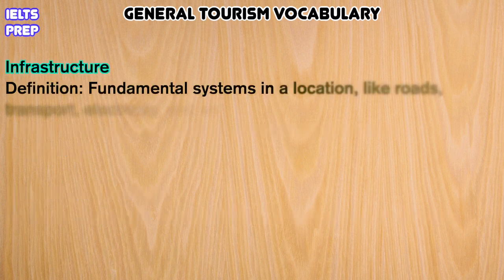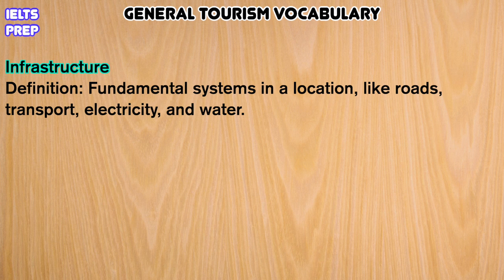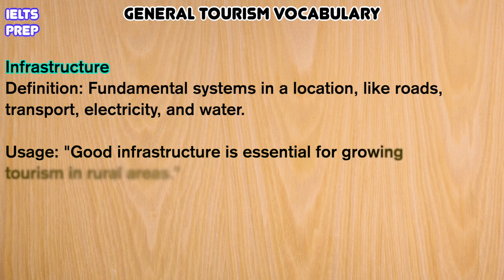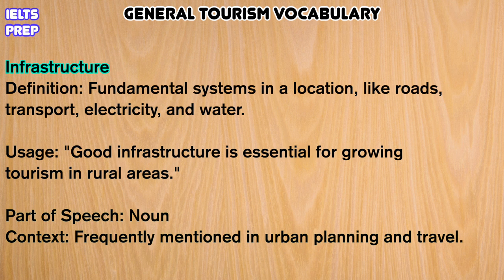Infrastructure. Definition: fundamental systems in a location, like roads, transport, electricity, and water. Usage: good infrastructure is essential for growing tourism in rural areas. Part of speech: noun. Context: frequently mentioned in urban planning and travel.